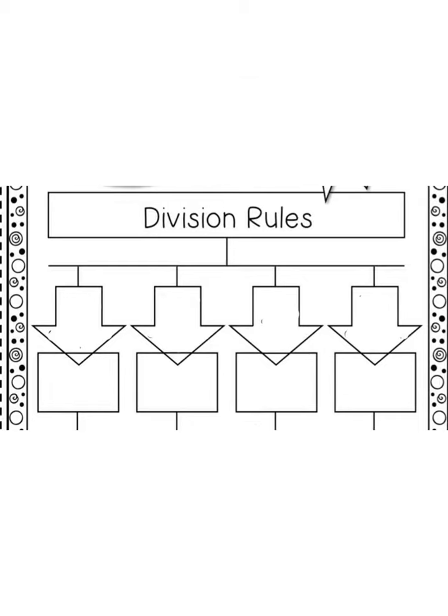Now let's take a look at the division rules. A positive divided by a positive is a positive. A positive divided by a negative is a negative. A negative divided by a positive is a negative. A negative divided by a negative is a positive.